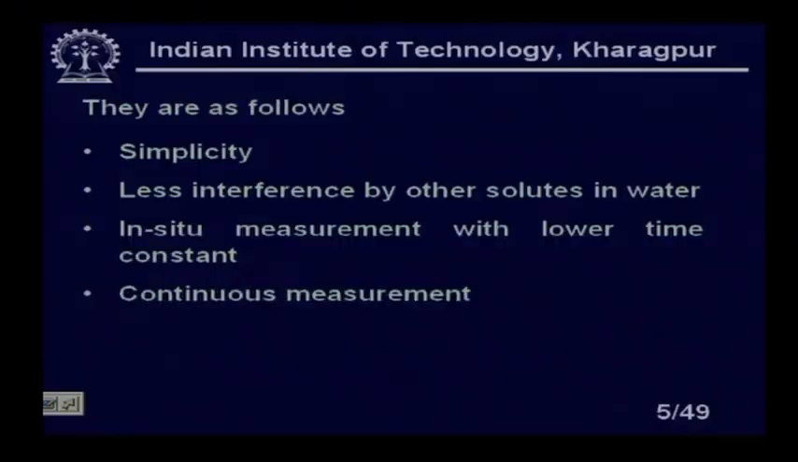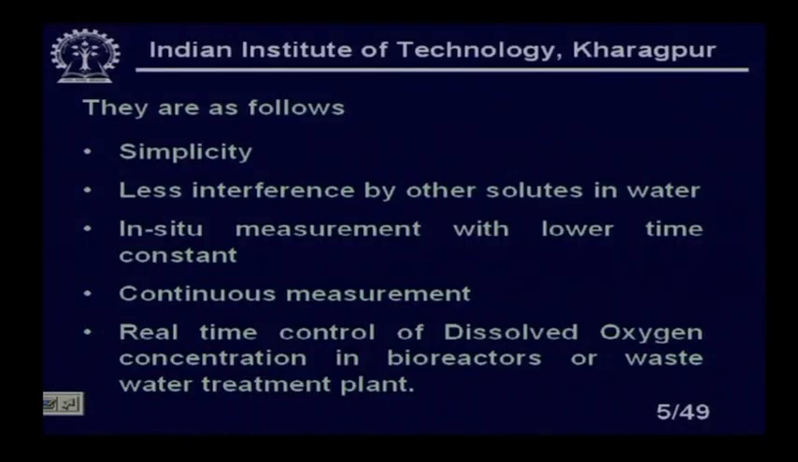So the only parameter which you can measure is the dissolved oxygen concentration by the electrical output. So it is in situ measurement, that means on the site you can immediately measure, you do not have to make a chemical analysis of your sample. Continuous measurement is possible because it is an electrical output. If you have continuous measurement, then obviously you can make the control also, so that you can precisely control the dissolved oxygen in a particular medium or liquid. Real time control of dissolved oxygen concentration in bioreactors or wastewater treatment plants, this I was talking about.